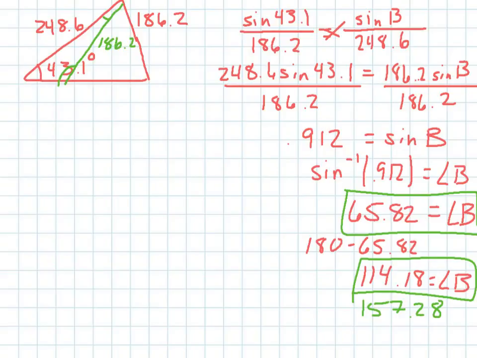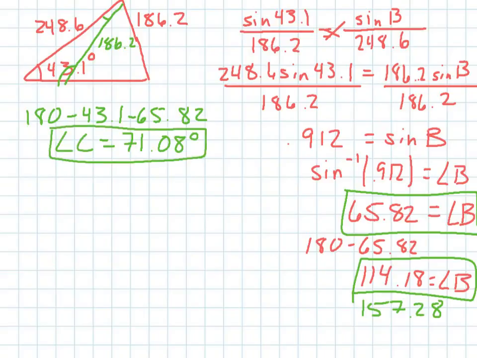So 180 minus 43.1 minus 65.82 will equal 71.08 degrees. That'll be angle C. Okay, for that set you have two angles now.